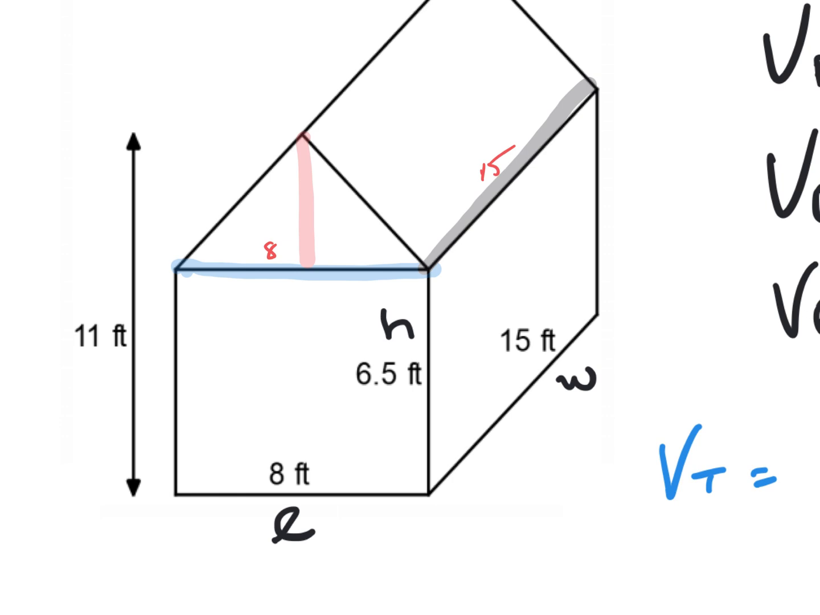And we've already established that this piece right here is 6.5. So this piece up here has to be the remainder, which is 4.5. Okay? So the whole height from floor to top is 11. And we know that the height of the rectangular prism is 6.5. So that allows us to figure out that the height of the triangular prism is the leftover part, which is 4.5.